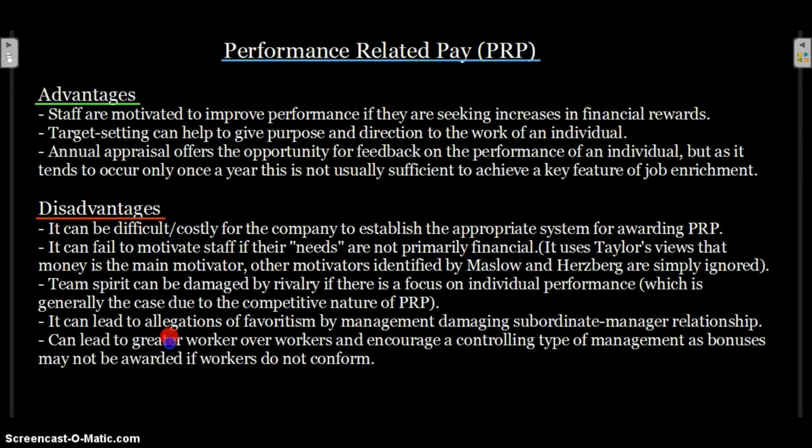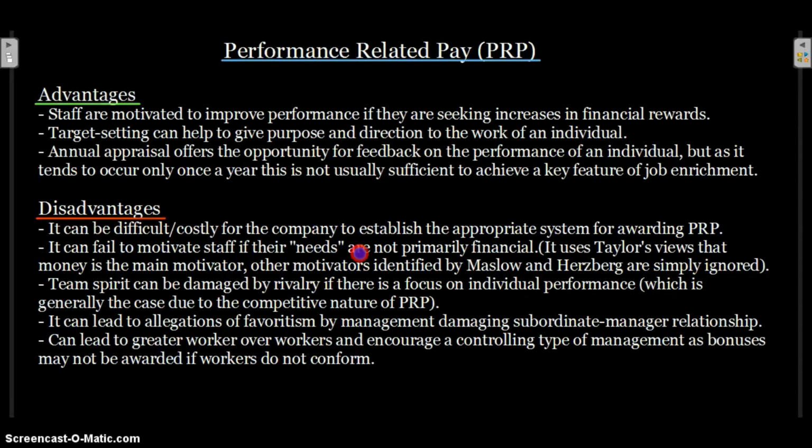Disadvantages, as you can see, there are usually more disadvantages in financial methods. Like past papers mention it a lot, books mention it a lot, so I can't help it. It can be difficult or costly for the company to establish the appropriate system for awarding PRP. You have to appraise your employees, you have to set targets, there's annual appraisal, you have to observe them at work, and you have to of course pay them as well if their performance has increased. So it's costly for the business to establish the system.